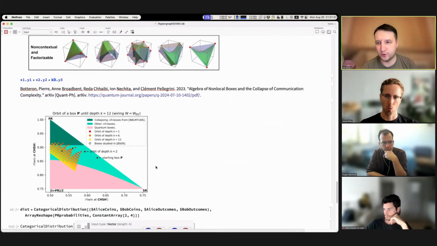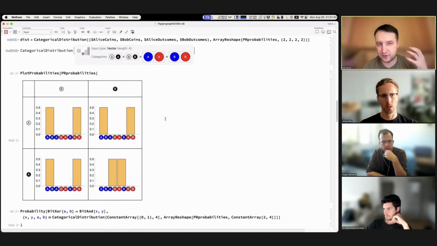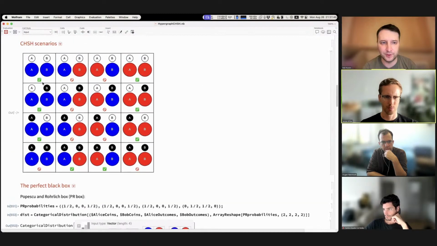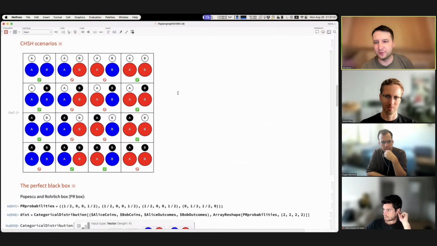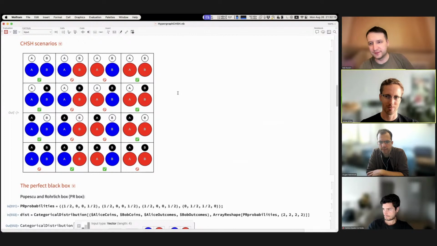So given a box that wins a CHSH game with a certain probability in the usual way, if you flip those winning and losing conditions, like flipping all these check marks and stop signs, you get a dual CHSH rule, which is just another rule of the game. So essentially you are plotting those boxes on two axes corresponding to different games: this game and its dual.